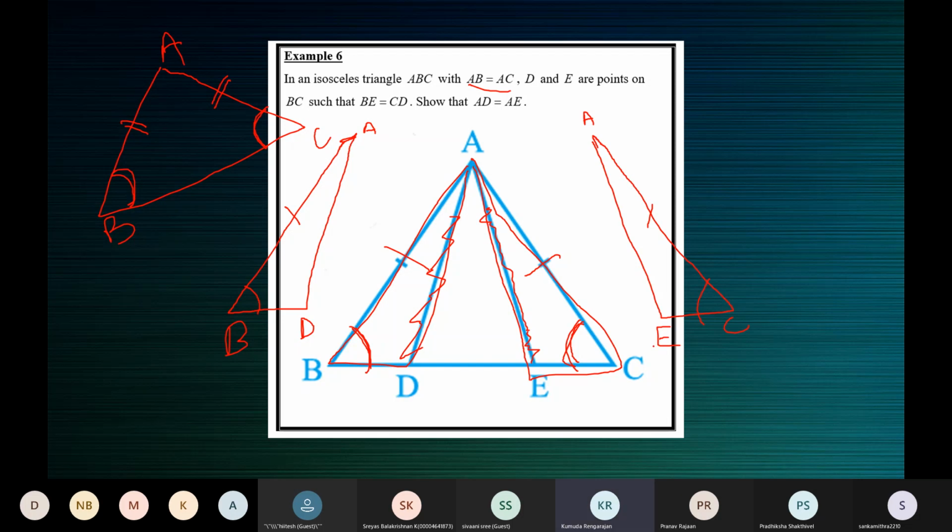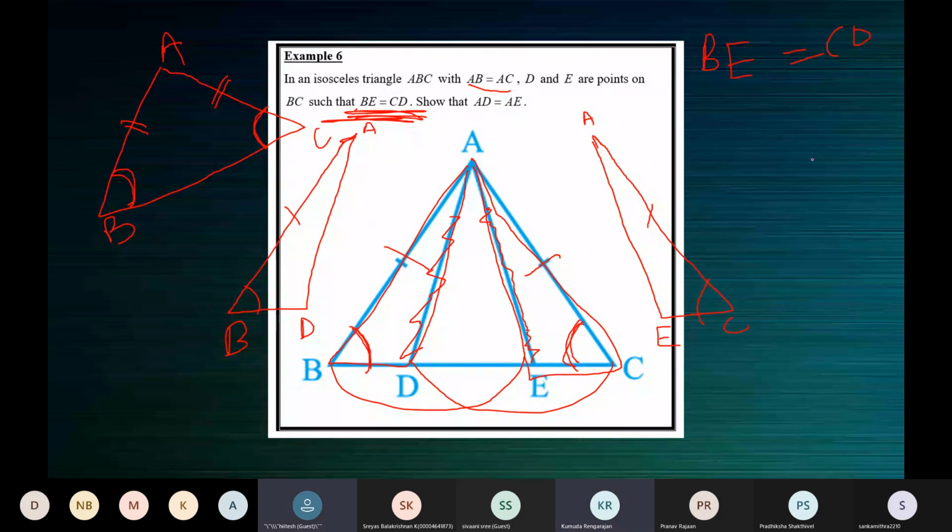Now, for the next one, take up this equality given. BE is equal to CD is given to us. Subtract DE from both the sides. See here, BE is equal to CD. Let me write BE is equal to CD. Is this given, children? Yes, ma'am. Okay, let me tell you in a different way.